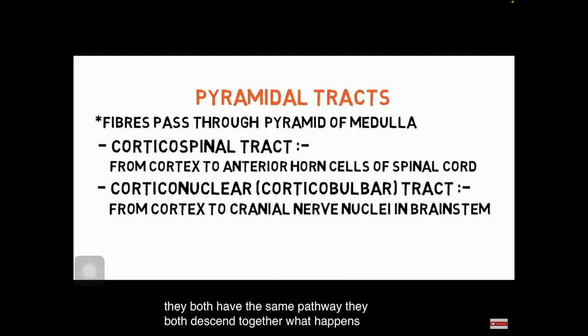They both descend together. What happens is the corticospinal tract, even though it starts from the cortex, goes all the way to the end of the spinal cord. But the corticonuclear tract starts from the cortex and ends at the levels of the cranial nerve nuclei. Cranial nerve nuclei include the facial nerve nuclei in the brainstem and the trigeminal nerve nuclei in the brainstem. They end at that level itself.